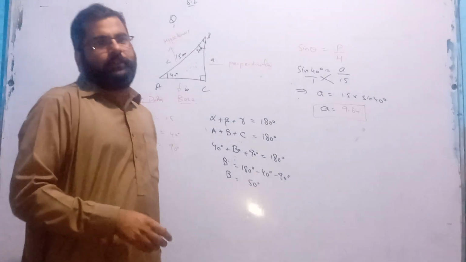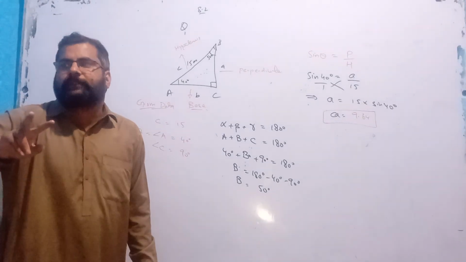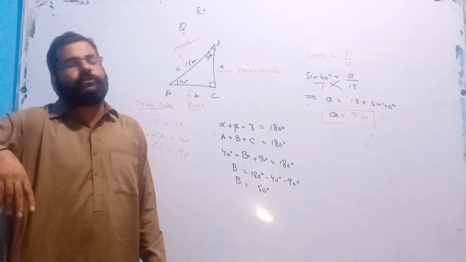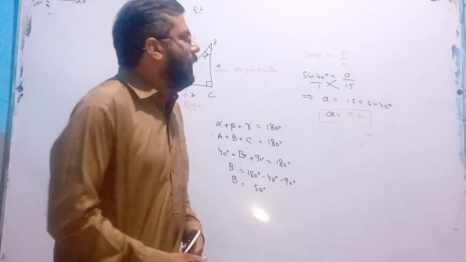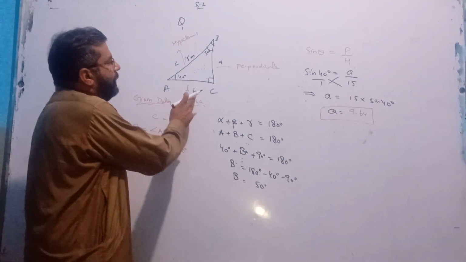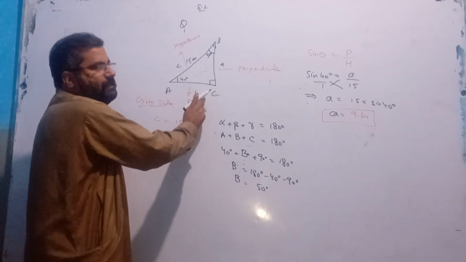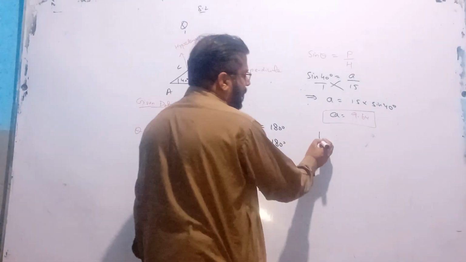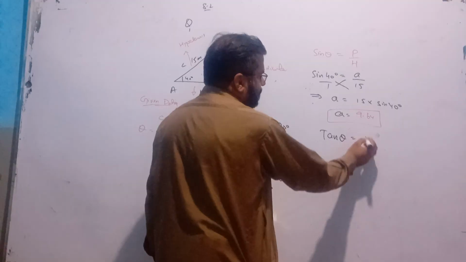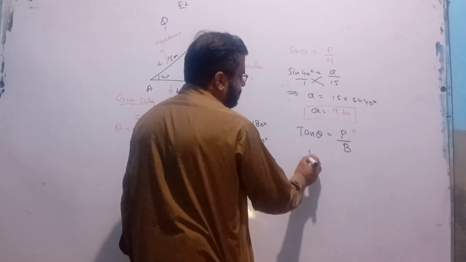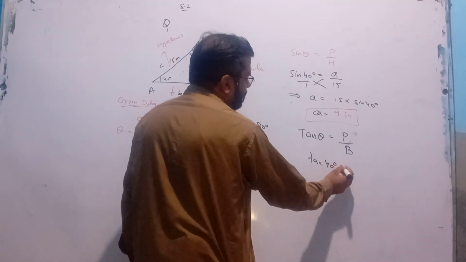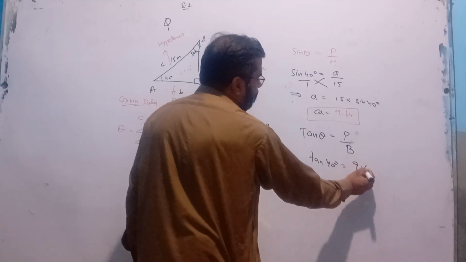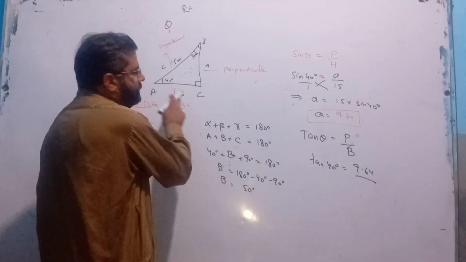This is our perpendicular. Now if we have two sides, any two sides, then we can use the Pythagoras theorem or we use the formula of tan theta or cos theta, any one. So we write tan theta. Tan theta is perpendicular over base. Tan 40 degree, perpendicular is 9.64 and base is B.